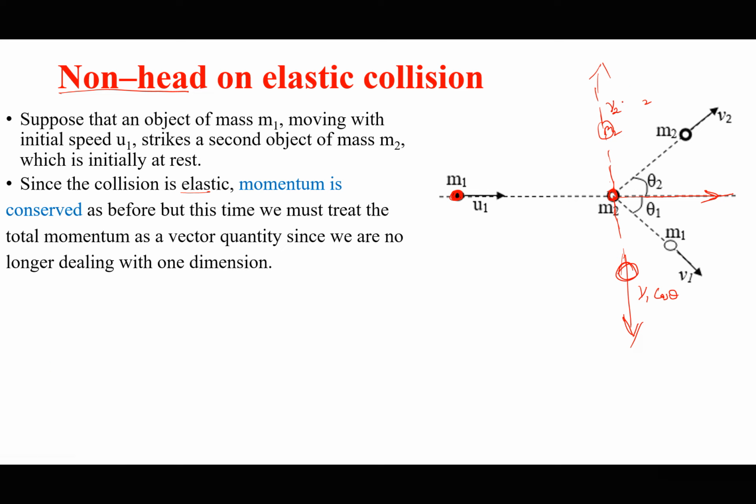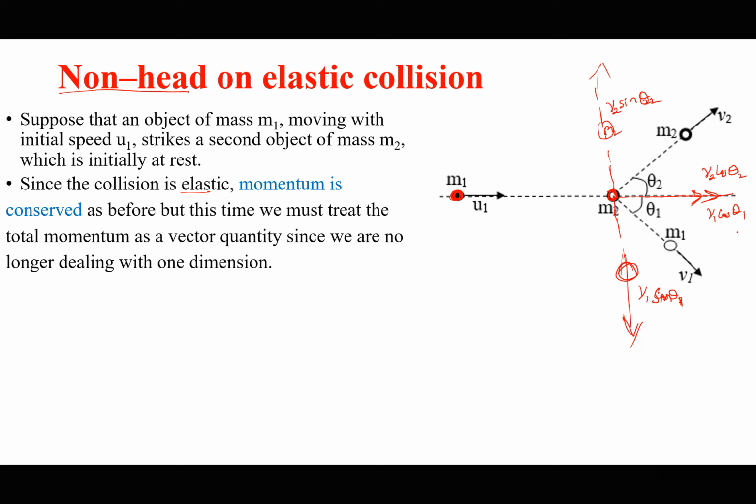So this will be v2 sine theta 2, and this will be v1 sine theta 1 in the vertical. Of course, in the horizontal, we resolve v2 to the horizontal, which will be v2 cos theta 2, and will point to the right hand side. v1 to the horizontal will be v1 cos theta 1, and will also point to the right hand side. So v1 cos theta 1 and v2 cos theta 2 both point towards the right.